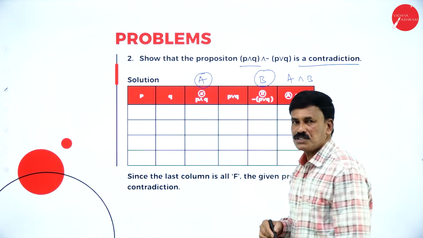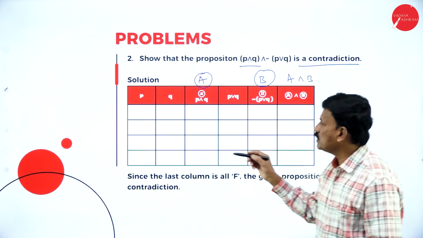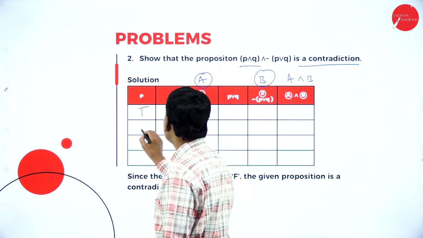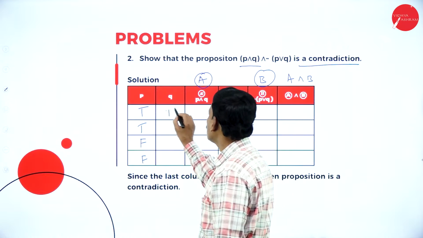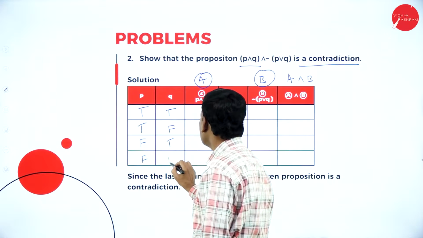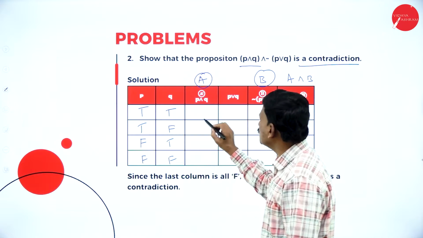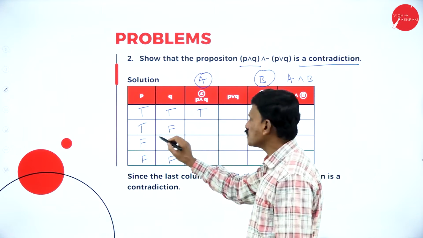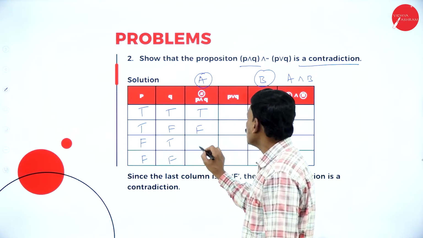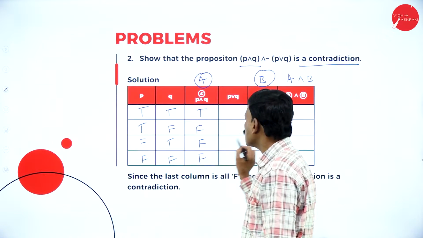Right. Now, as usual, you know the truth values for P. P is true, true, false, false. For Q, it is true, false, true, false. Then P conjunction Q. Conjunction means true and true is true. In all other cases, it is false. True and false is false. False and true is also false. False and false is also false.